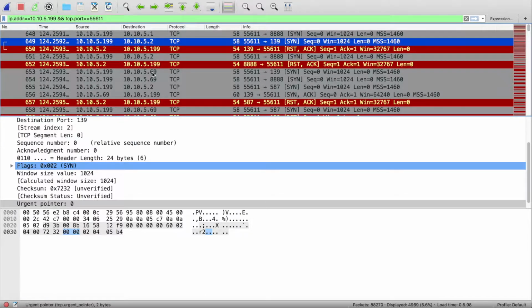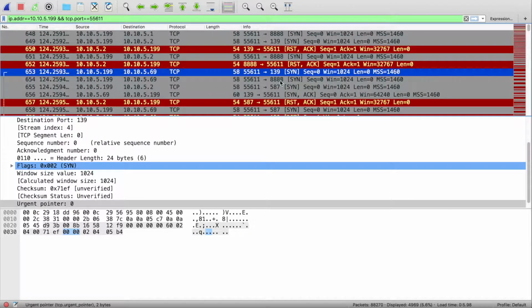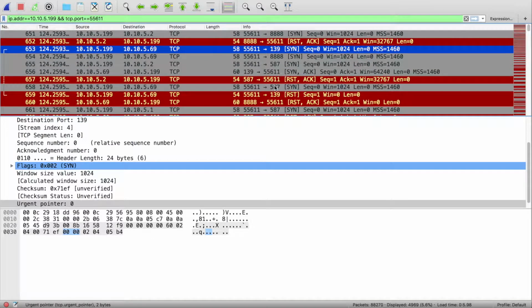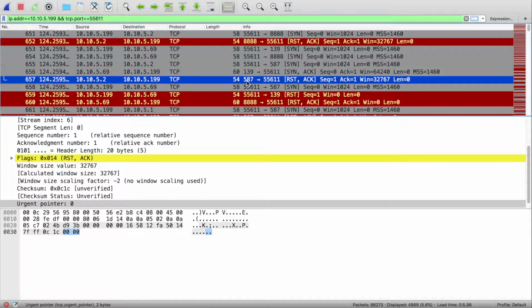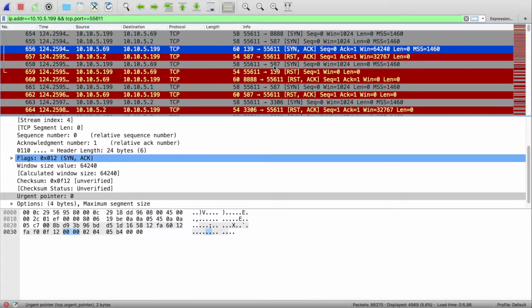Okay, now it's talking to yet another machine, and it's trying SYNs on the same ports. And from that one, here it gets a SYN-ACK, so it's able to talk to that machine on 139. This machine is getting resets still on these other ports it's talking to.